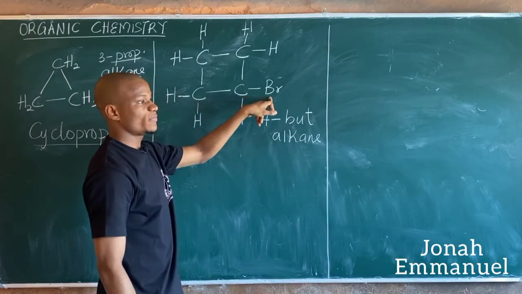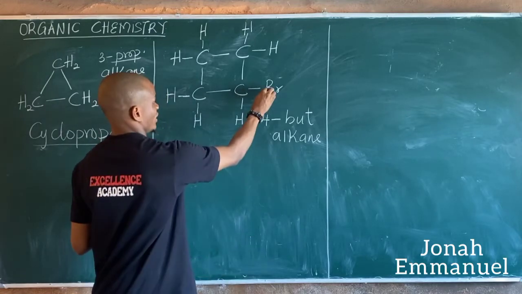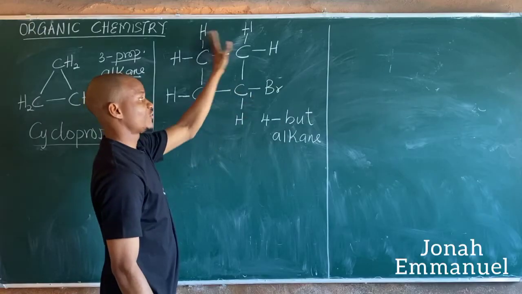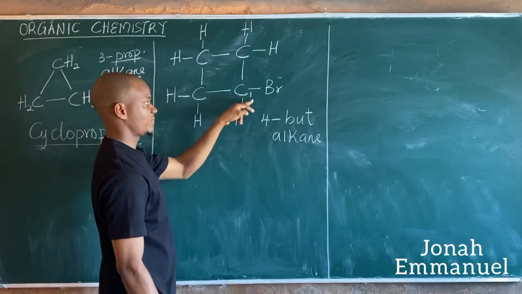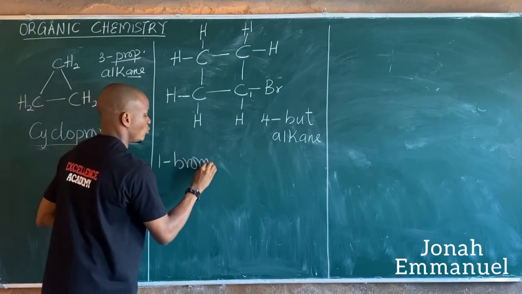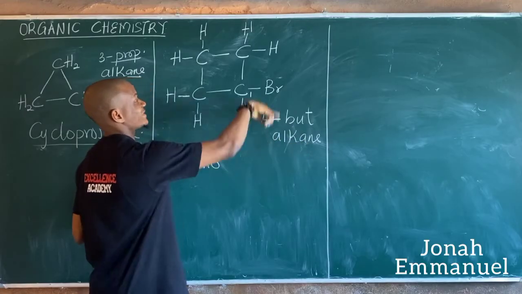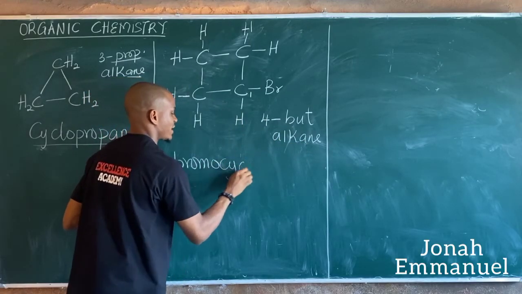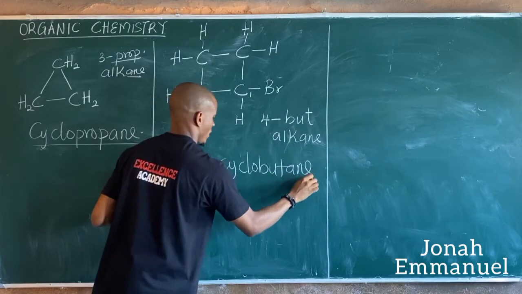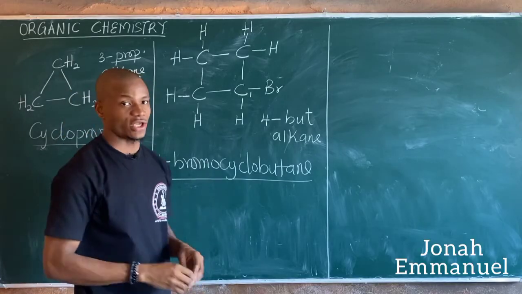Alright, so I'll number this one here. Where do I start my numbering? It's best still if you start from this point here, that becomes 1. So call this 1, and then you can move whichever way you want to. So this is now called 1 bromo. Bromo, not just butane. Since the butane is in a cyclic form, it becomes cyclo and then put butane there. So this compound is called 1 bromo cyclobutane.